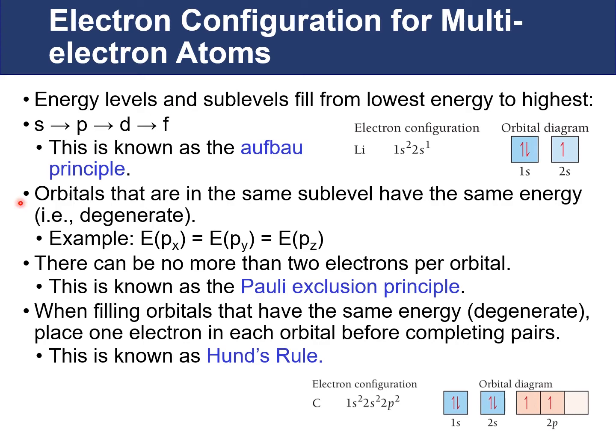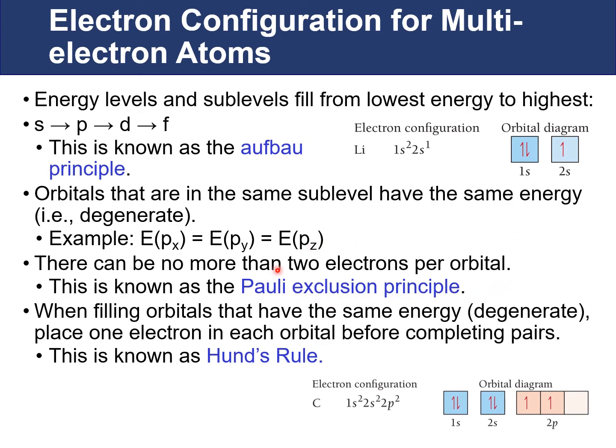Orbitals that are in the same sublevel have the same energy and are degenerate. What this means is that the px, py, and pz orbitals all have the same amount of energy. Our next rule is that there can be no more than 2 electrons per orbital. This is known as our Pauli exclusion principle.